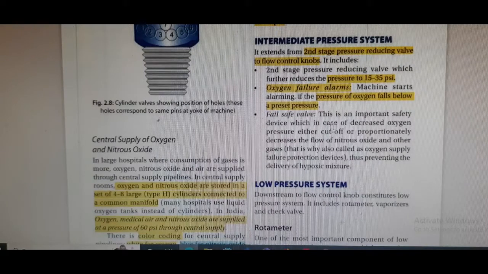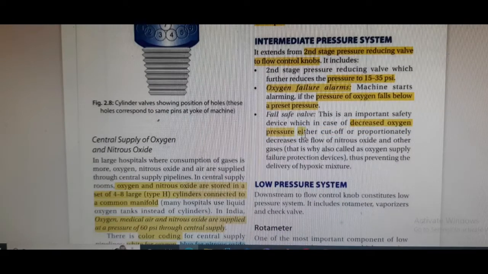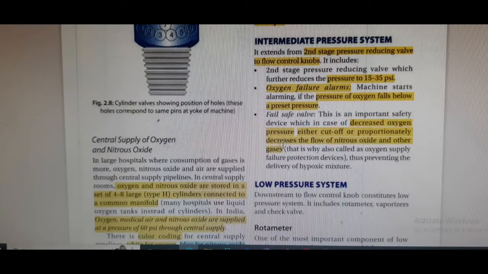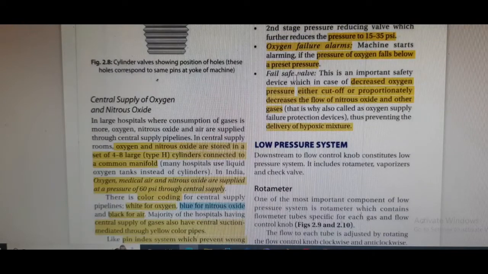Then there is the fail-safe valve. This is an important safety device which, in case of decreased oxygen pressure, either cuts off or proportionately decreases the flow of nitrous oxide and other gases. So whenever there is a decreased oxygen pressure, there is either a cut off or a proportional decrease in the flow of nitrous oxide and other gases. That is called the fail-safe valve. Thus it prevents the delivery of a hypoxic mixture. Hypoxic means a mixture with low oxygen content delivered to the patient. So that is a fail-safe valve.